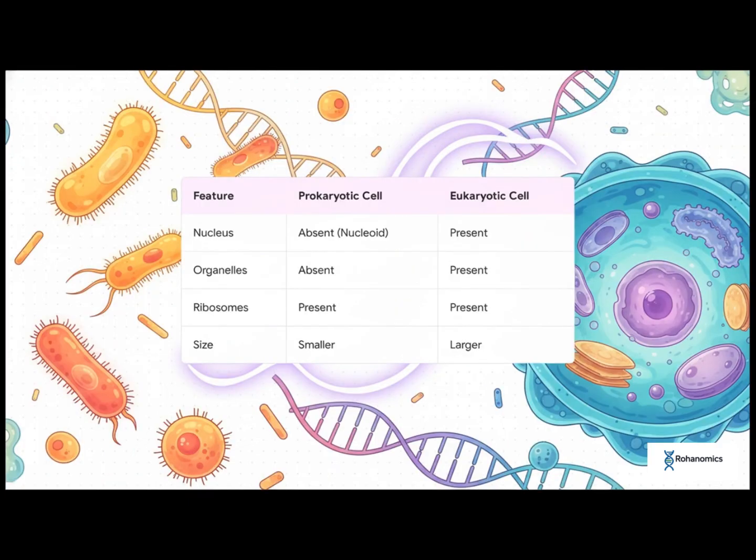And here's the cheat sheet. This table really boils it all down. If you remember one thing for your exam, make it this. Eukaryotes have a true nucleus and all those other membrane-bound organelles. Prokaryotes? Nope, they don't. That, plus the fact that eukaryotes are way bigger, and you've nailed the core difference.